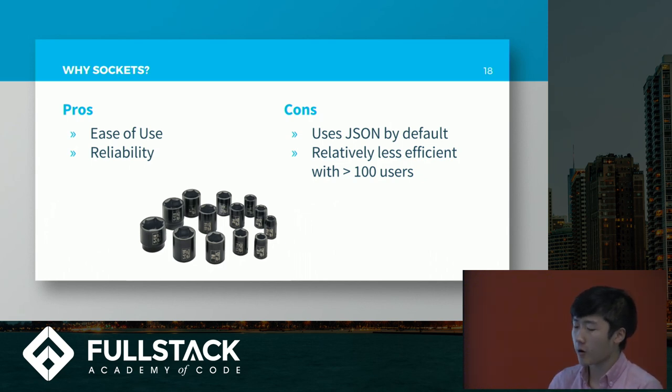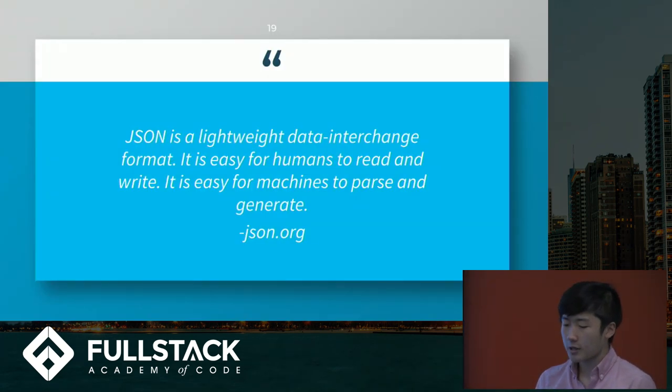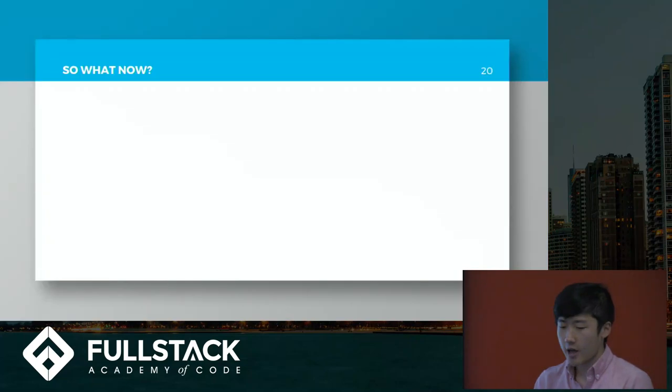But the big part about using sockets with your game server is this first point, the fact that it uses JSON by default. Now, JSON is a lightweight data interchange format. It is easy for humans to read and write, and it is easy for machines to parse and generate. But if you think about it, if it is easy for humans to read, there's no way that JSON is actually that lightweight. Because humans are inefficient, so there must be a more efficient way of sending information than JSON. And so we're back to the drawing board.